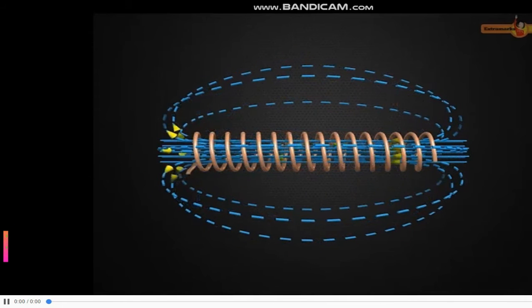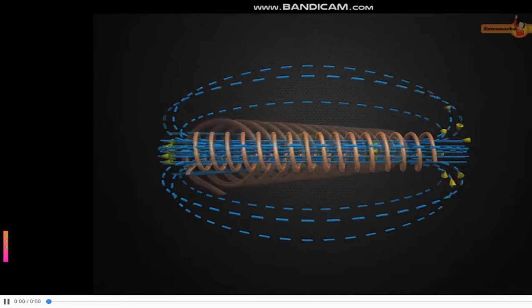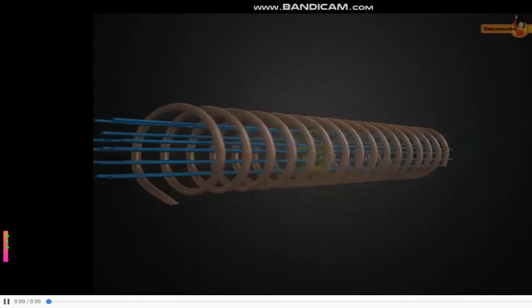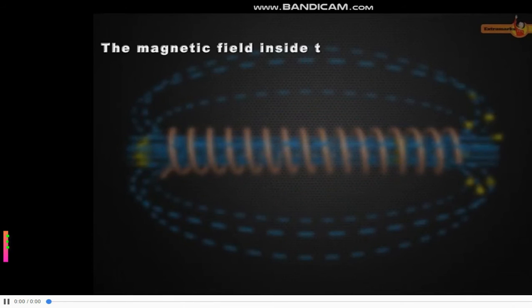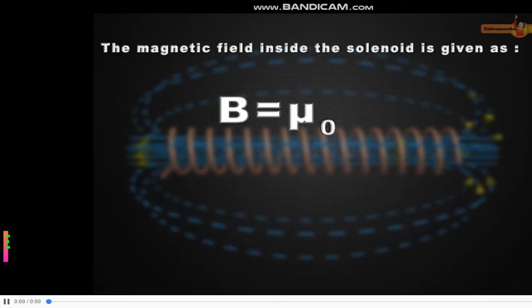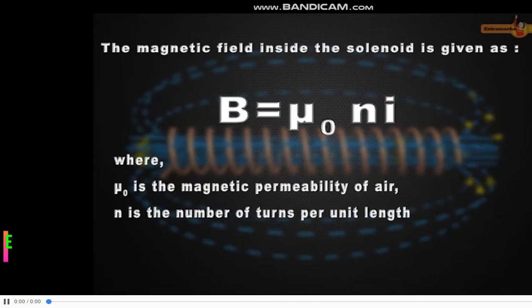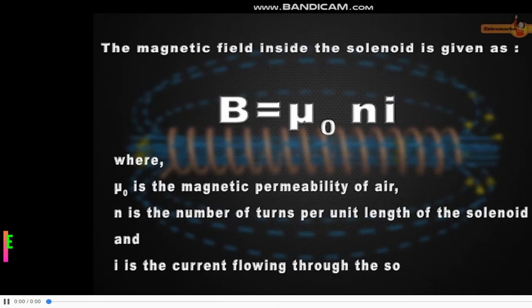The magnetic field outside the solenoid is very weak and is close to zero. Inside the solenoid, however, the magnetic field is stronger and uniform. The magnetic field inside the solenoid is given as B = μ₀nI, where μ₀ is the magnetic permeability of air, n is the number of turns per unit length of the solenoid, and I is the current flowing through the solenoid.